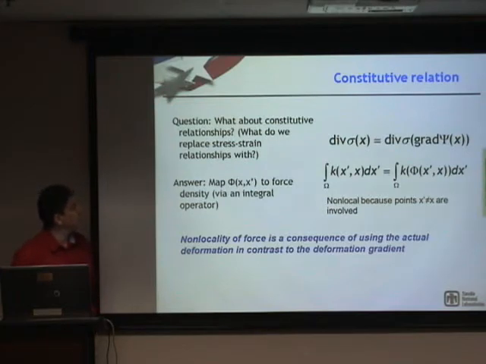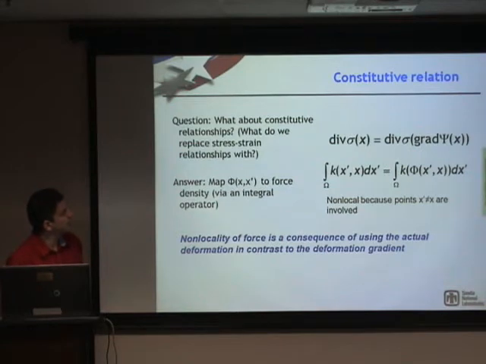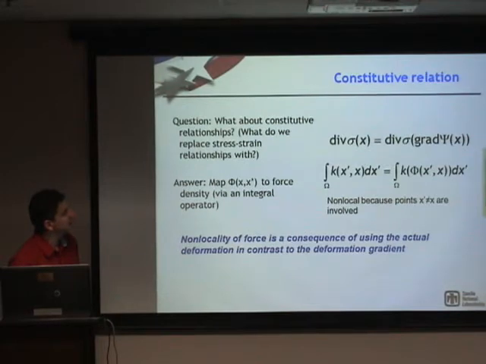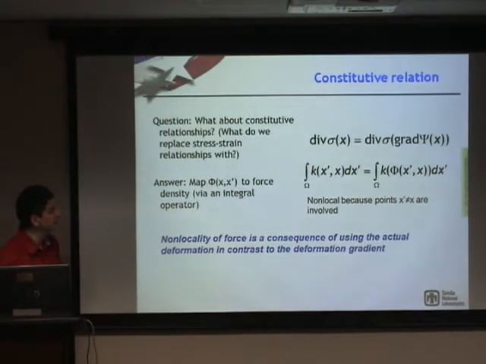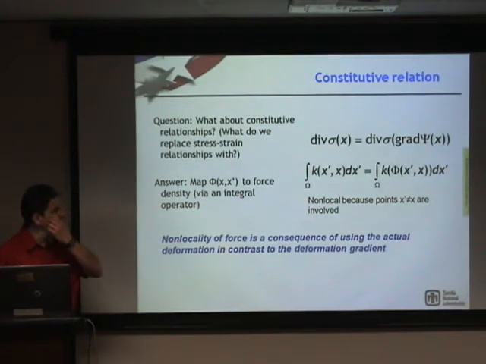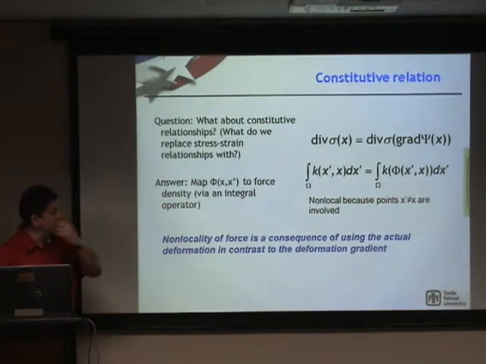So how does force arise? It arises through constitutive relationships, right? You map deformation to force density via that constitutive relationship. In a classic theory, I have the divergence of a stress, and for elastic materials, that's the divergence of the deformation gradient. You assume it's a function of the deformation gradient. If you're doing nonlinear elasticity or finite elasticity, it would be grad of phi transpose times grad of phi.